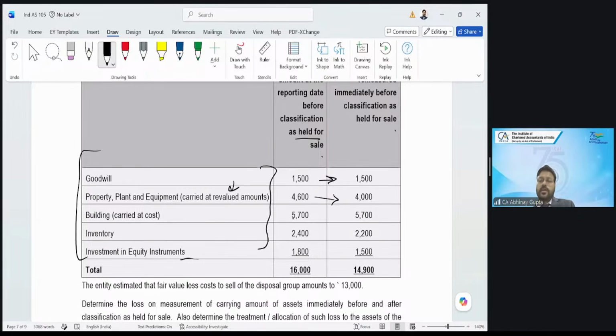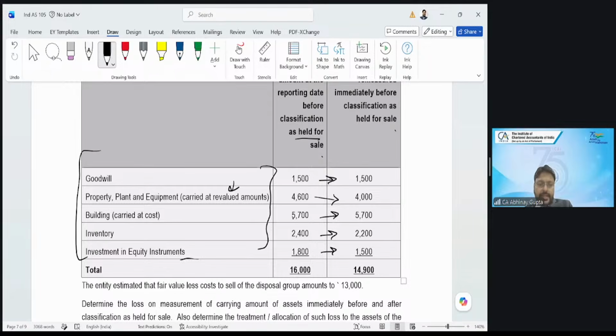PP&E is 4600, now it is 4000. 5700 building is same. Inventory is also changed, 2400 to 2200, and investment in equity is also changed, 1800 to 1500, right?